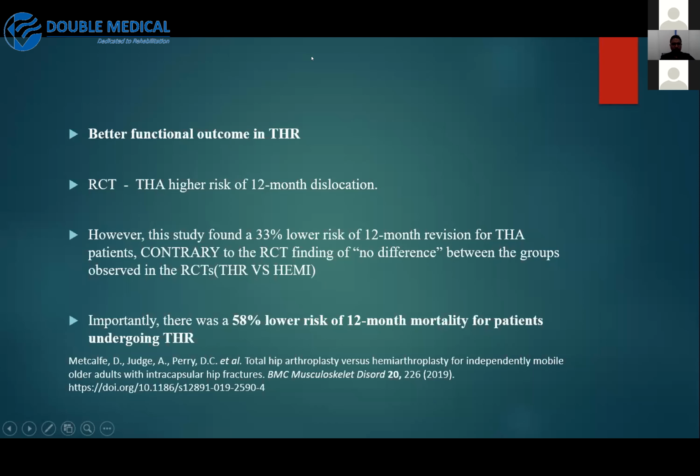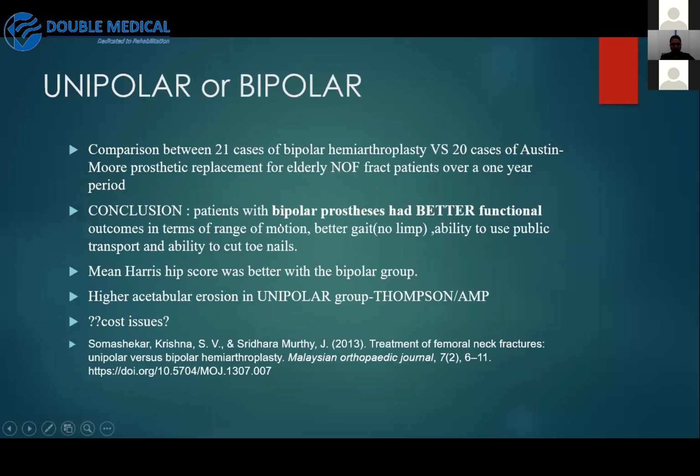So when comparing unipolar or bipolar, when you compare 21 cases of bipolar versus 20 cases of Austin Moore replacement over a 1 year period, this study, which was done by Somashekar Krishna, found that patients with bipolar had better functional outcome in terms of range of motion, better gait, no limp, and ability to use public transport and cut toenails. The mean Harris hip score was better with the bipolar group. They found higher acetabular erosion in unipolar, especially Thompson and AFP.